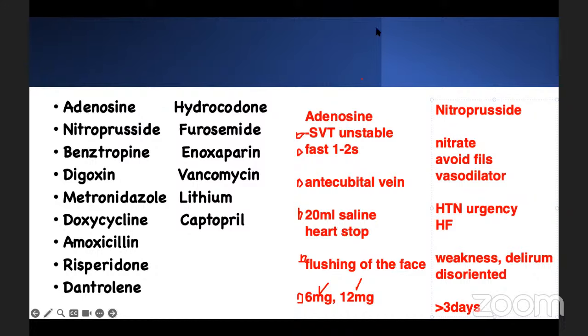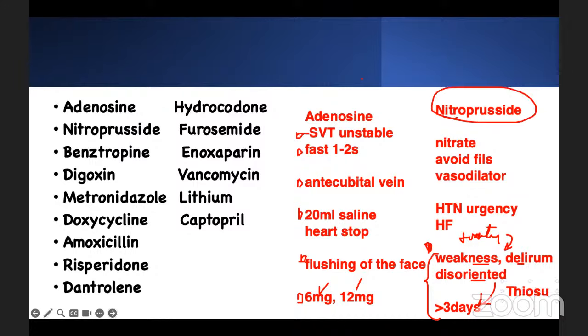What will you do? Expect your board to ask you that, because that is one of the biggest problems of this drug. Weakness, delirium, disorientation, if you give it for more than 3 days. This is toxicity. It means it's toxic. What do you give the patient? What are you going to give the patient to reverse the effect of Nitroprusside?